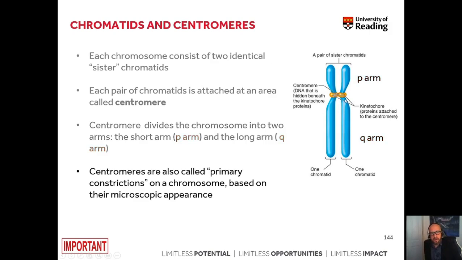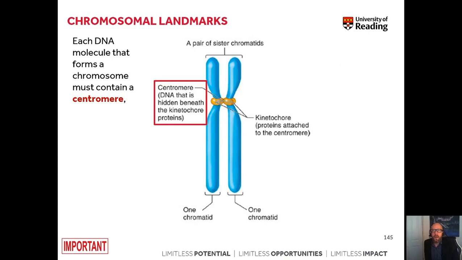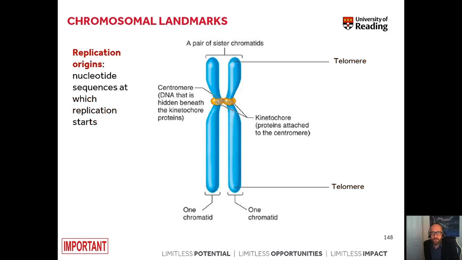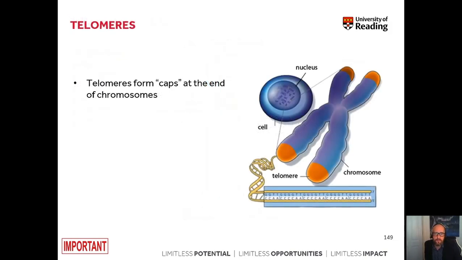Those centromeres that divide the arms are primary constriction regions on the chromosomes, and this is based on the microscopic appearance. Each DNA molecule that forms a chromosome must contain a centromere. We must also have two telomeres and replication origins. The replication origins are nucleotide sequences at which replication starts.